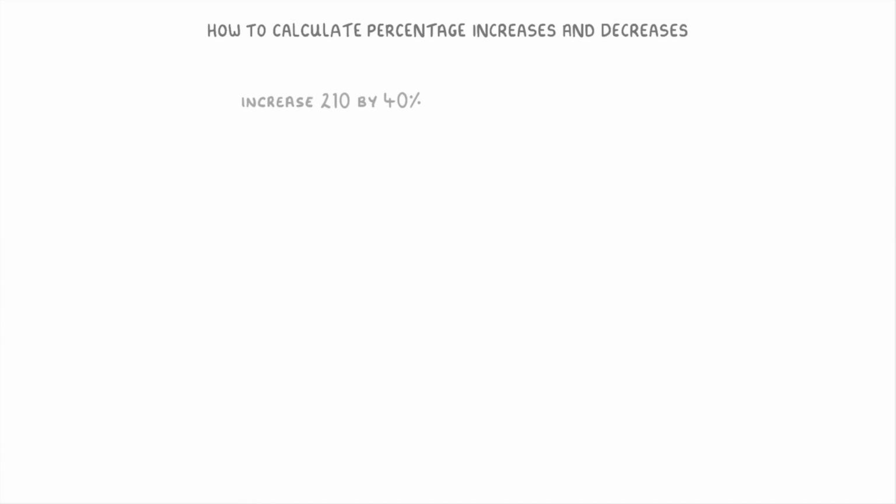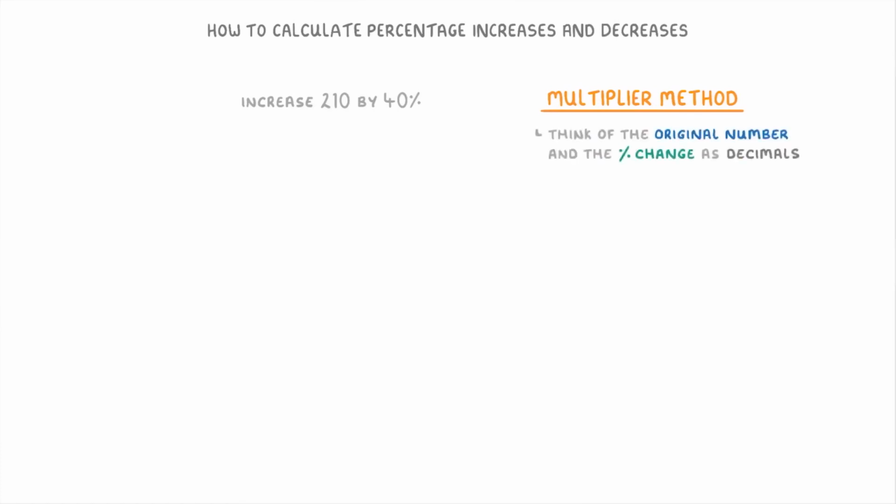Next up, we need to look at the other technique that we can use, which is called the multiplier method. The trick with this method is to think of the original number and the percentage change both as decimals. So in this question, 210 is the original number, which we can think of as worth 100%, or 1, because it's the entire original number. Whereas the 40% is the percentage change and is equivalent to 0.4, because to get percentages to decimals, we just divide them by 100.